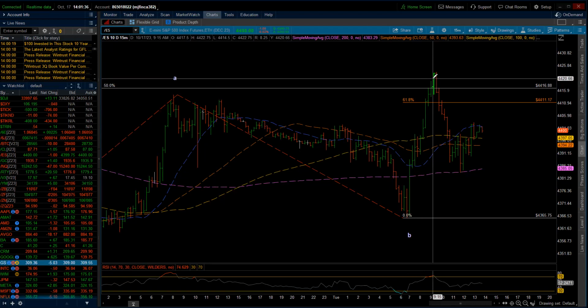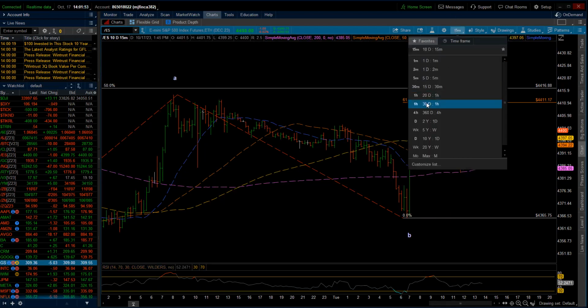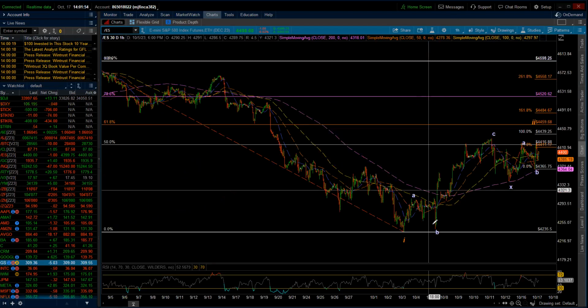Now, it fit the Elliott, it fit the technical view of the market, but what was happening all around it was so contra to what the orders were actually showing. Having said that, I want to go back out to my hourly chart.